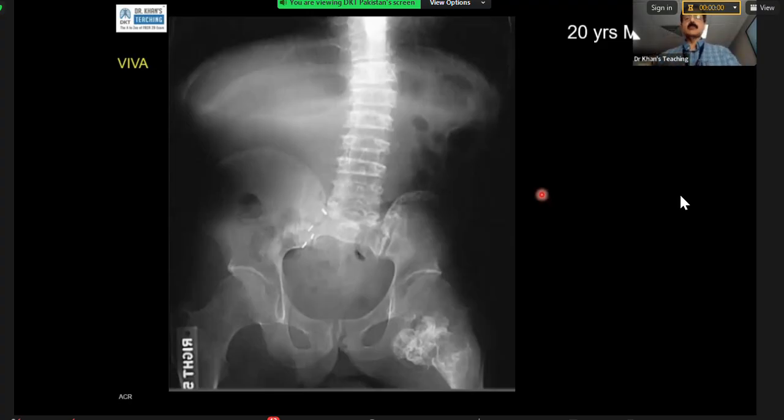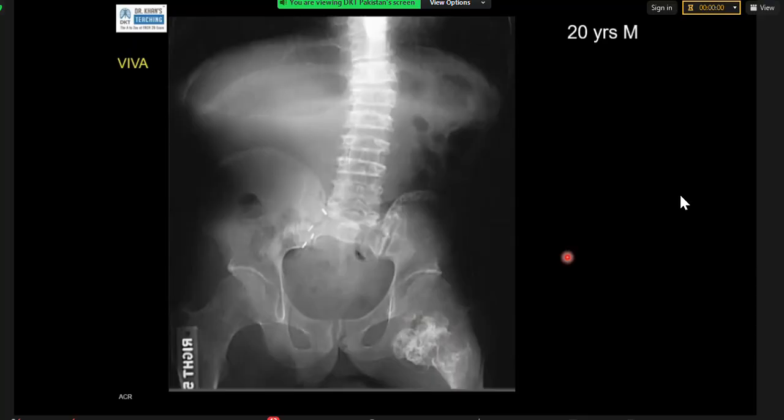I have been presented with, just one second. I know that there is an osteochondroma here. I am not at all interested in this osteochondroma. Don't even describe it. Over to you. Okay, I have been presented with a frontal abdominal and pelvic radiograph for a 20-year-old male patient.